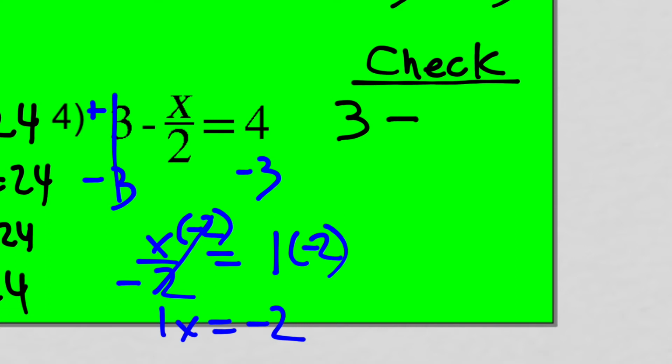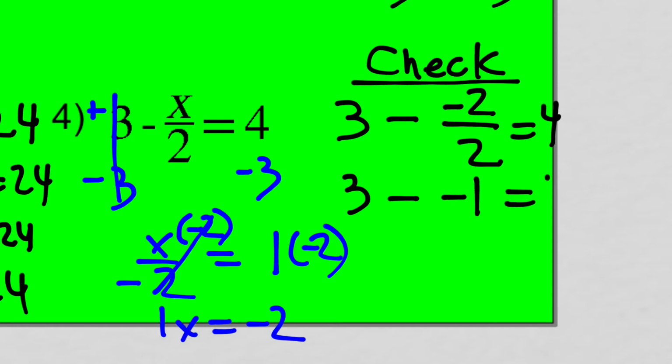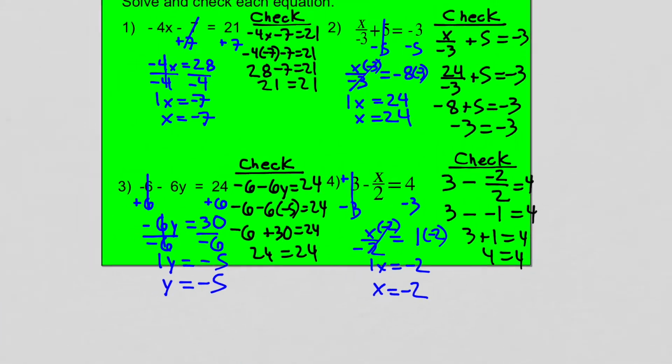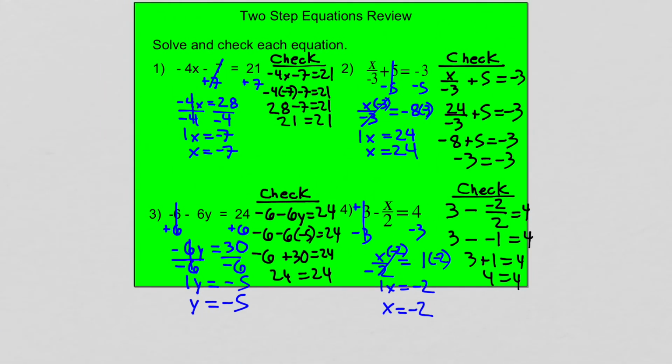Three minus negative 2 over 2 equals 4. I've got to do this divide first. So 3 minus negative 2 divided by 2 is negative 1, equals 4. This is like an add, right? 3 plus 1 equals 4. 4 equals 4. There you go. Everything checks out.